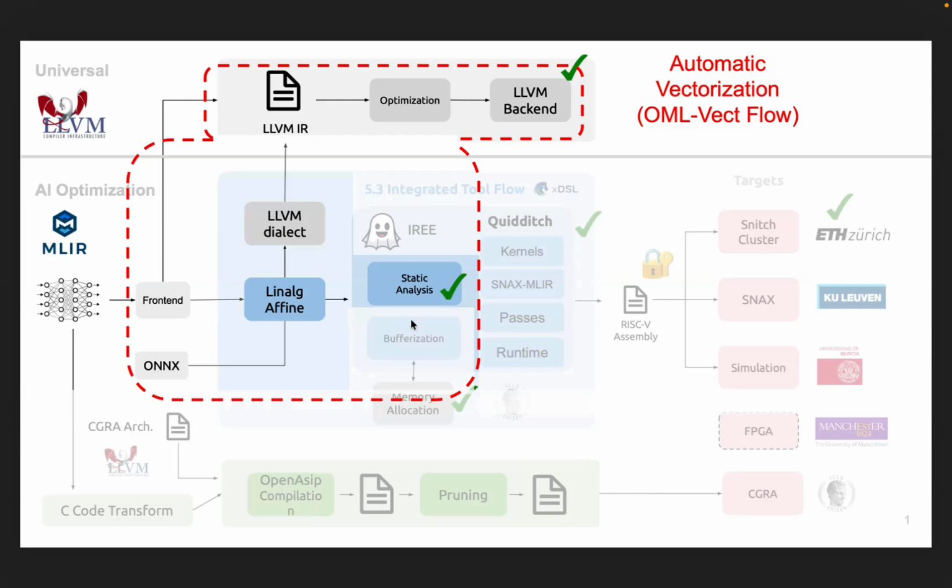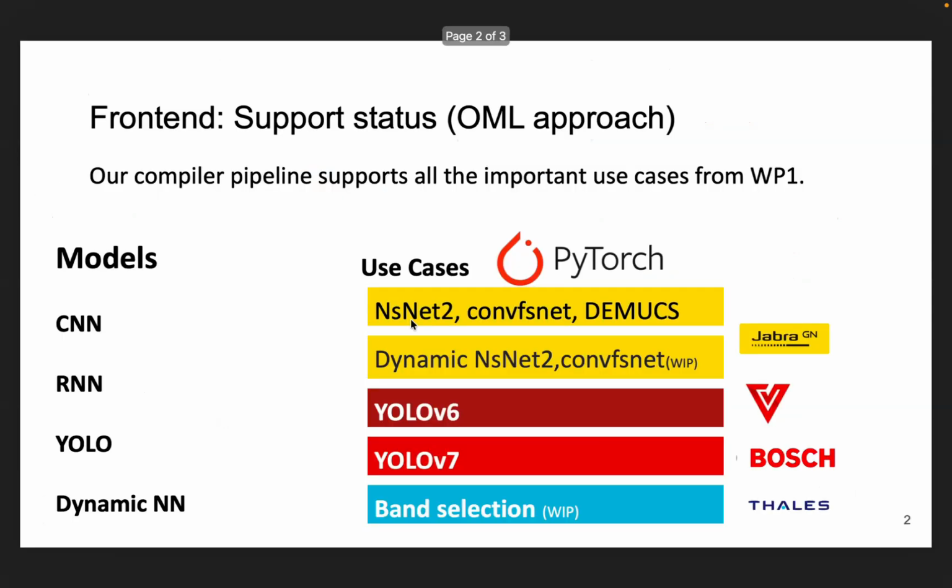One is the compilation pipeline OML vect, and we also present compiler assisted instruction fusion for generic RISC-V CPUs. Our approach, OML and OML vect, supports compilation for almost all use cases from Work Package 1. We also support models such as CNN, RNN, YOLO, and dynamic neural networks.